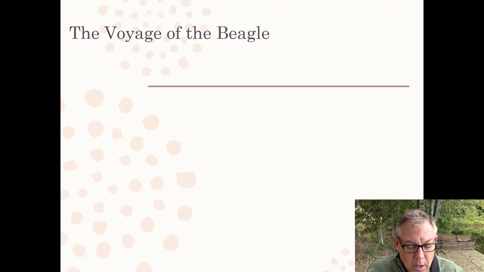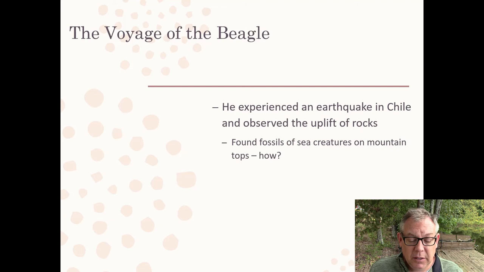And so he saw all kinds of things that he probably would have never seen in England. He experienced an earthquake and saw how rocks could be lifted, and that made him start thinking about large geologic processes. He found fossils of sea creatures on mountaintops. That seems weird. How do you explain that? How do you explain a sea creature way up on top of this mountain?